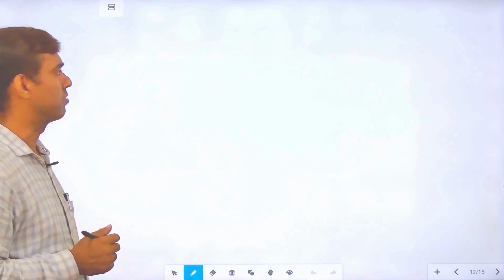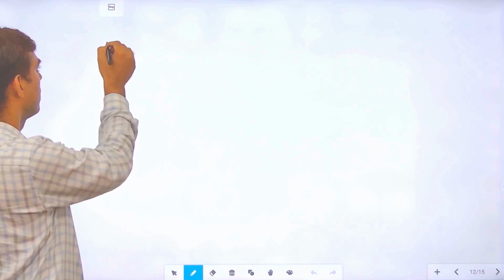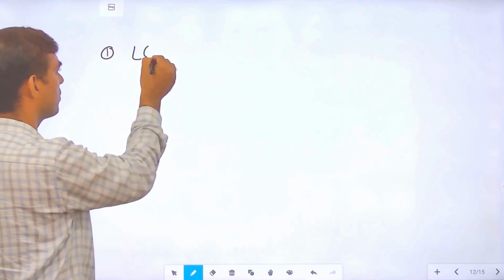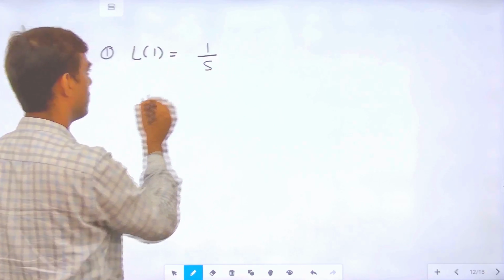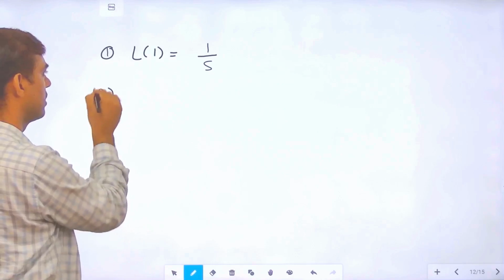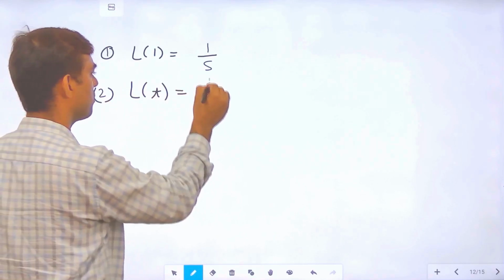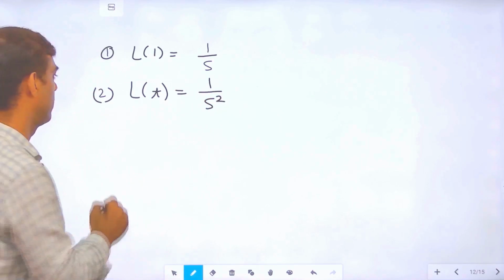of the Laplace transform. So, once we write the Laplace transforms of all elementary functions. First function: the Laplace transform of 1 is 1 upon s. Second, the Laplace transform of t is 1 upon s square.